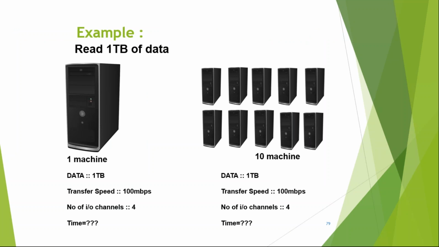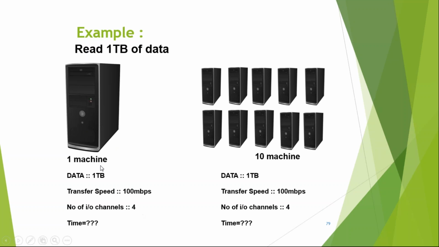And if you want to process the same data in one machine versus in a distributed manner, the time taken to process the same amount of data will be reduced a lot. So here you have 1 TB of data which you want to process in a single machine, like a HANA. If anyone knows about HANA, that's the best example for it. The transfer rate is 100 Mbps. Here also the transfer rate is 100 Mbps.